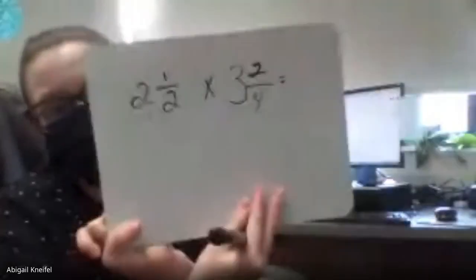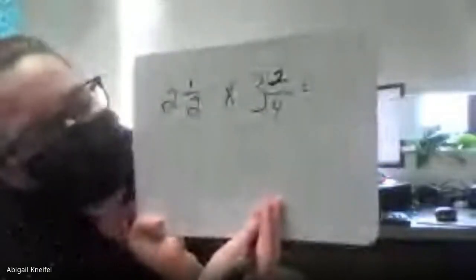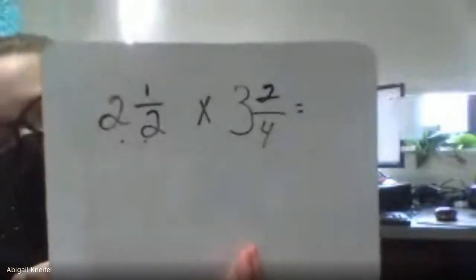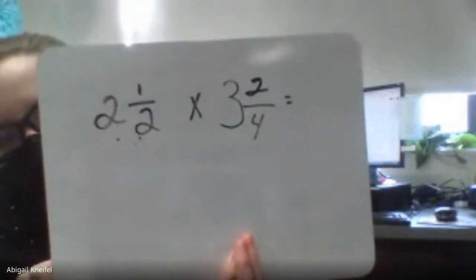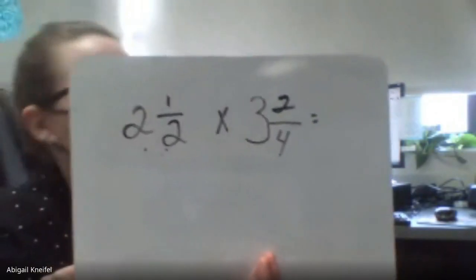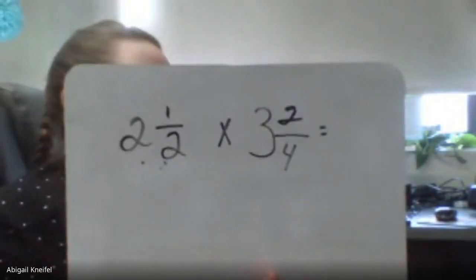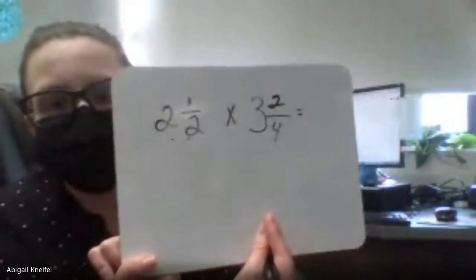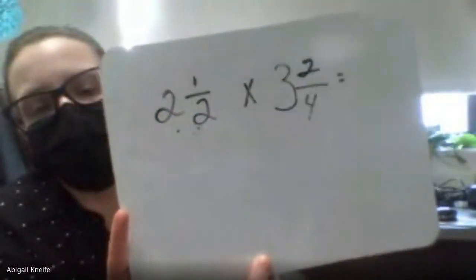You have plenty of time. Do not rush. 2 and 1/2 times 3 and 2/4. That is our problem right now. Okay. 2 and 1/2 times 3 and 2/4.